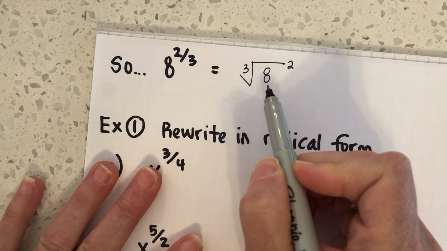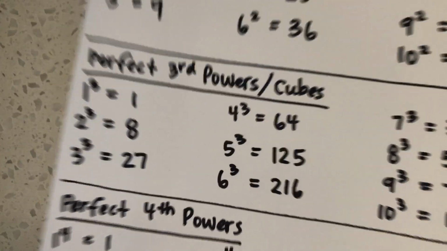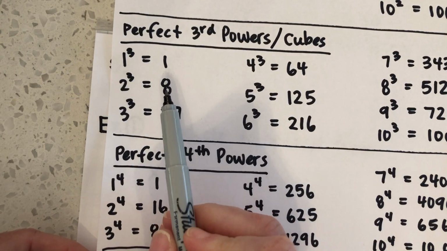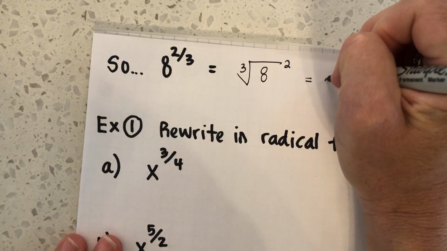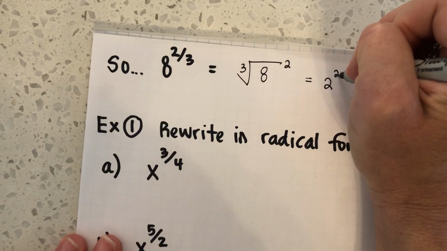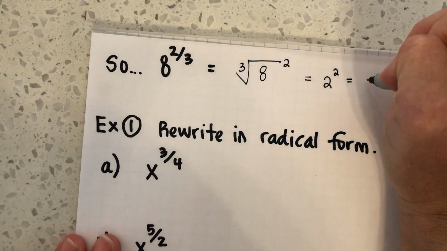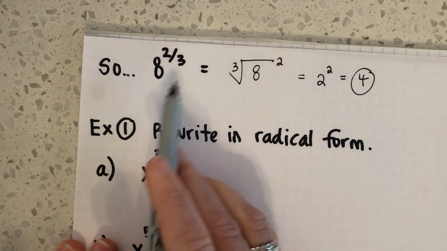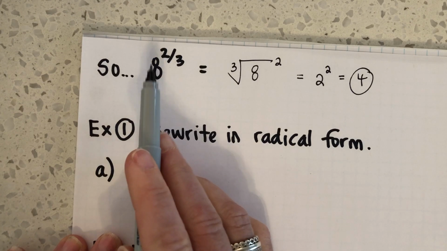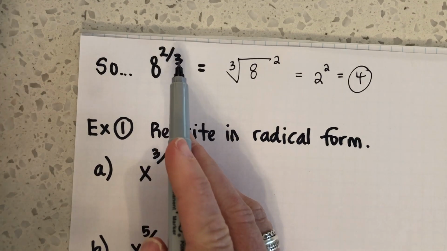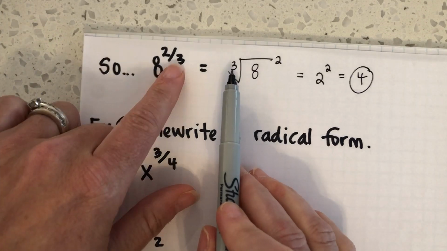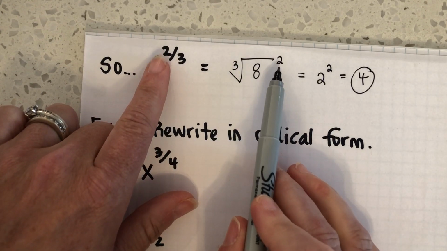So the third root of 8, I made up a little cheat sheet for you guys. I'm going to go to my third powers. The third root of 8 is 2. And then you still have your power to do. 2 squared is 4. So 8 to the 2/3 power, you never really end up multiplying 8 by itself 2/3 of a time, because that would be impossible. You turn it into 8 with a root of 3 raised to a power of 2.